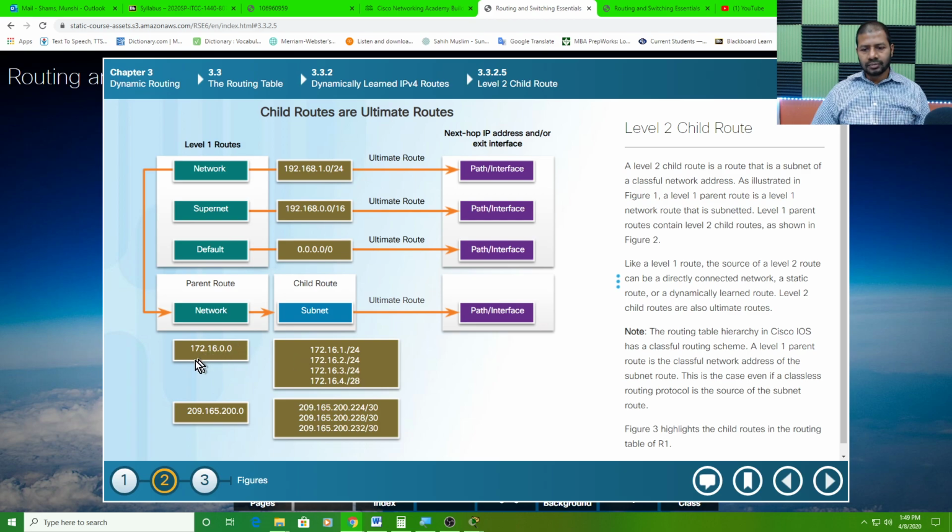This parent route has a 16-bit mask, and it has been further subnetted with 24-bit masks and a 28-bit mask. These are all children. Look at this other route right here, 209.165.200.0. That's the parent, subnetted into these 30-bit mask routes. And since it's a class C, this parent has a 24-bit mask.